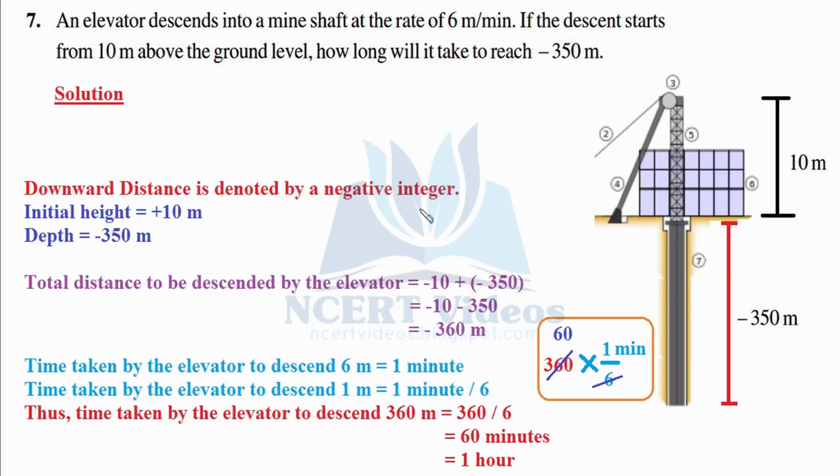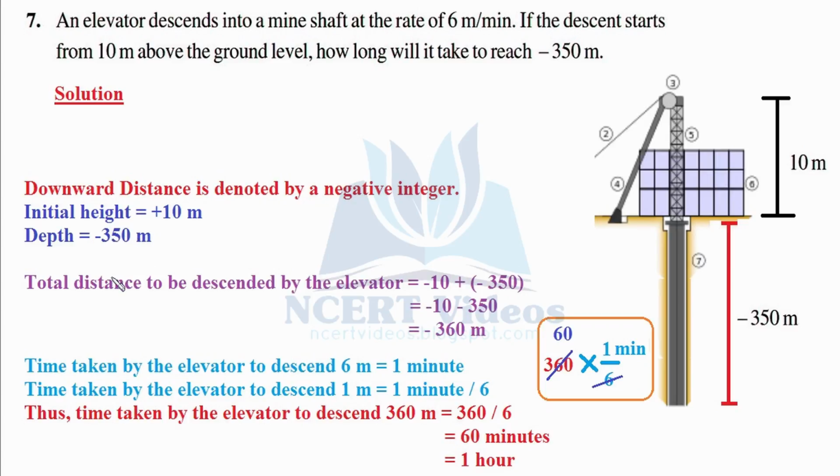This you know. Now initial height is plus 10. Why? You have to consider this height as well. It is not this height only, it is this height. That's why we are emphasizing on the language part. You have to first understand the question, what it is asking for. Then brainstorm your mind and act accordingly. The depth is minus 350 meters.